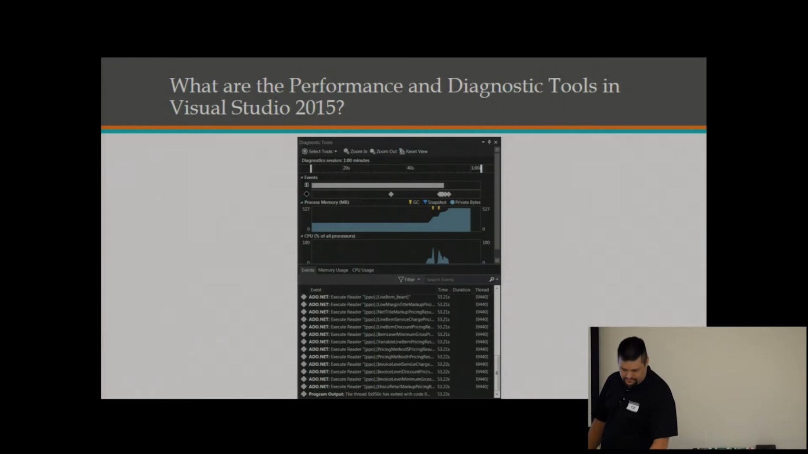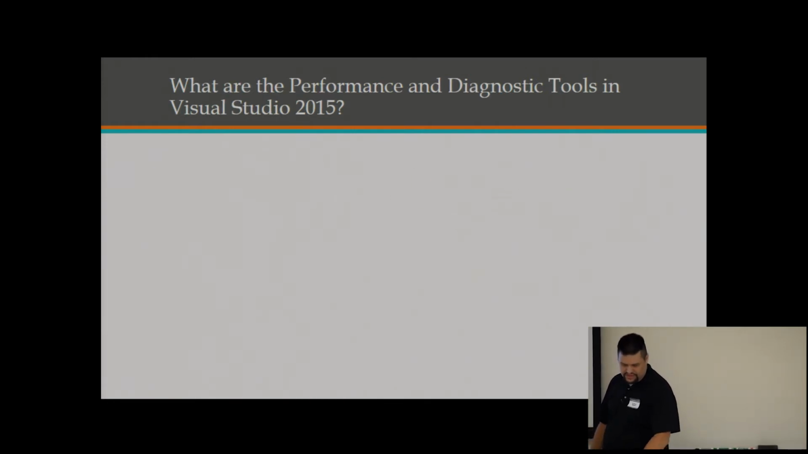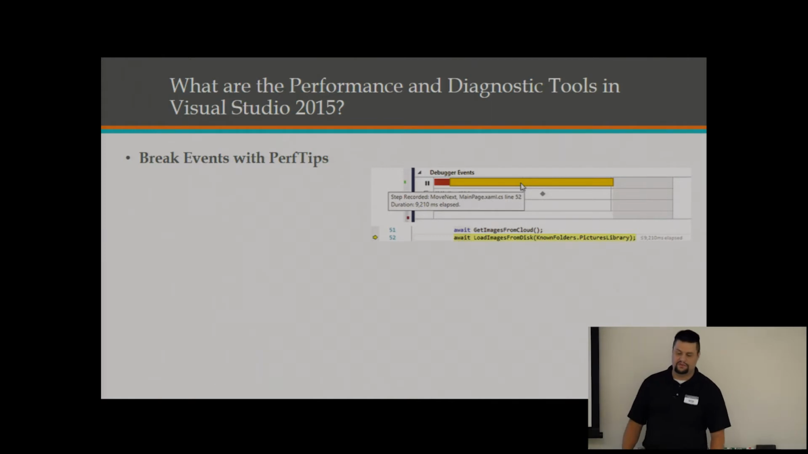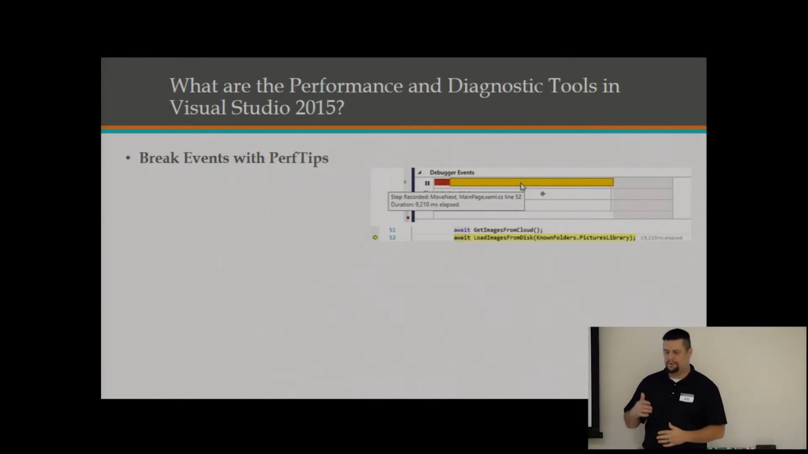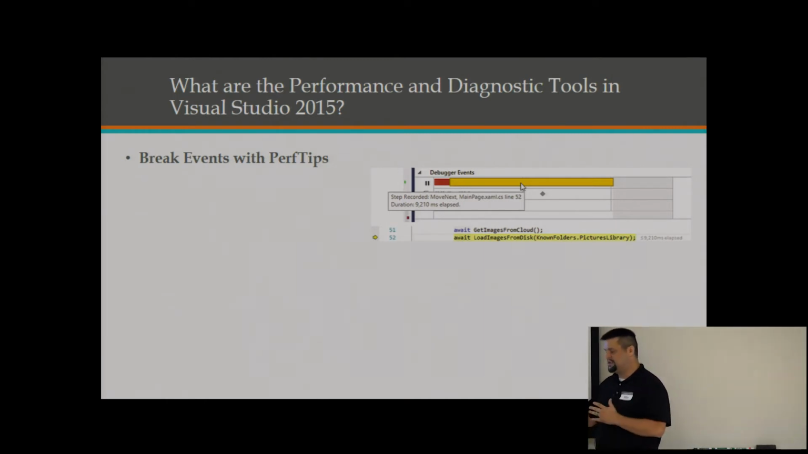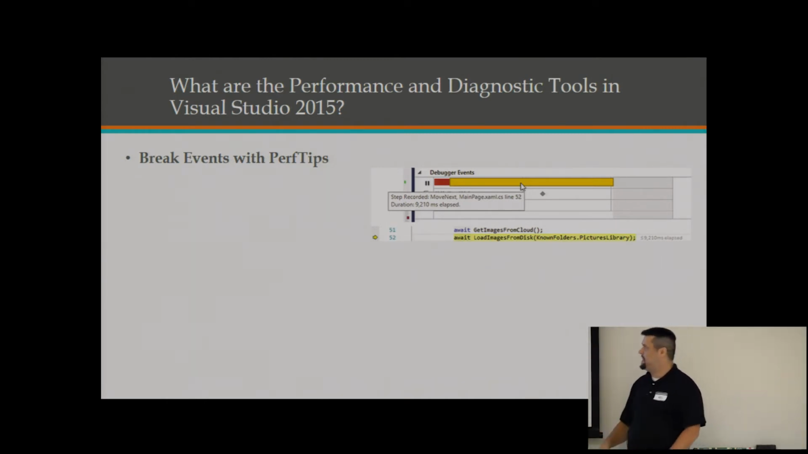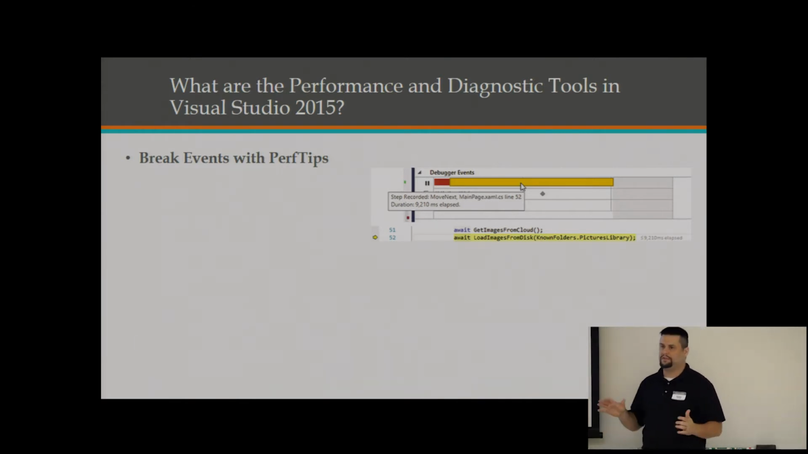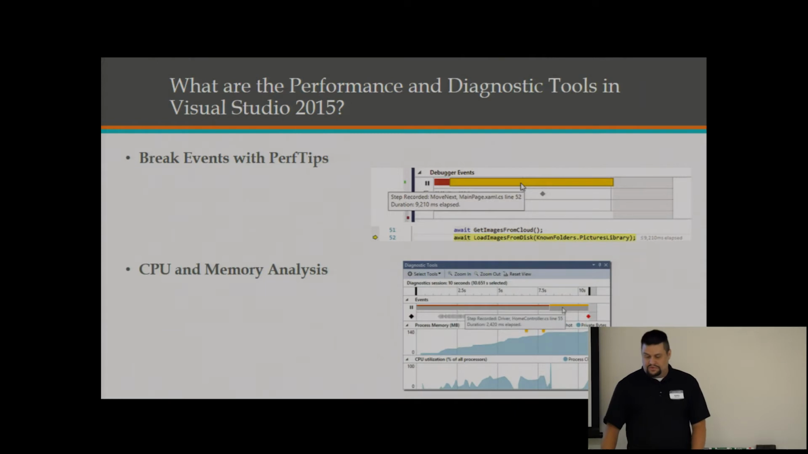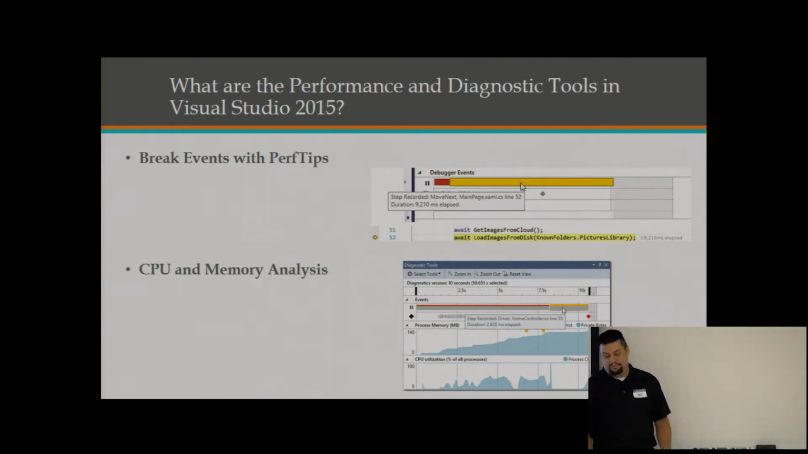Some of the new additions from 2013 is they give us perf tips on break events. This one gives you a little bit of a lapse timer on how long it took the code to get between the breakpoints. I wouldn't take this to the bank on how fast your code is actually running, but it's a good measurement of, I know something's taking a long time. Is this a problem area? It's a good litmus test. Next thing is the CPU and the memory analysis pane.